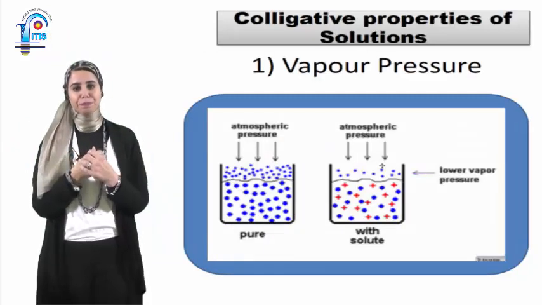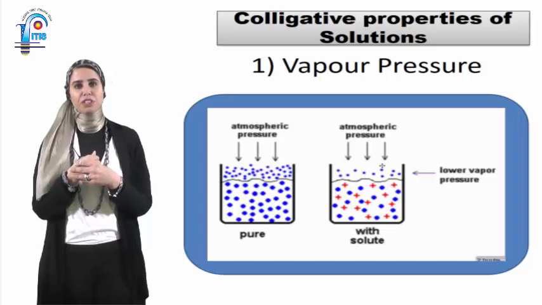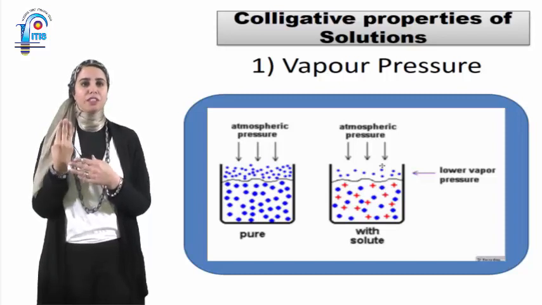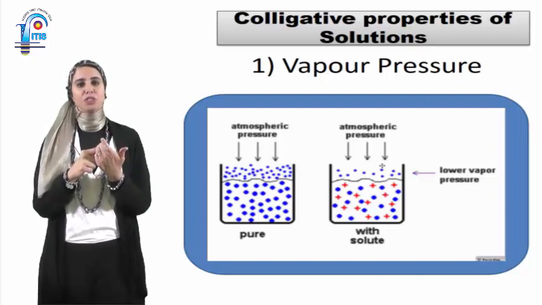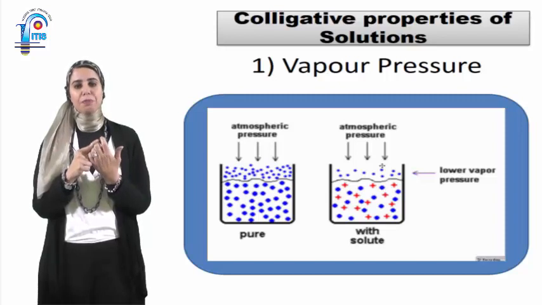Now we are going to see the colligative properties of solutions. There are three types of colligative properties, which are the vapor pressure, the freezing point, and the boiling point. We are going to see now the first one, which is the vapor pressure.